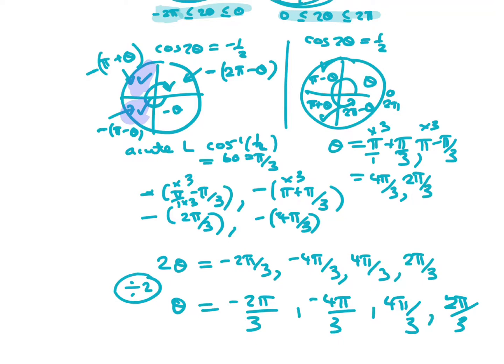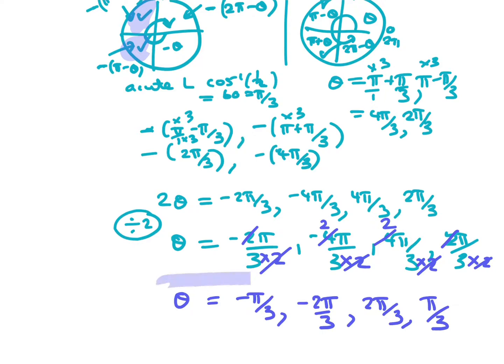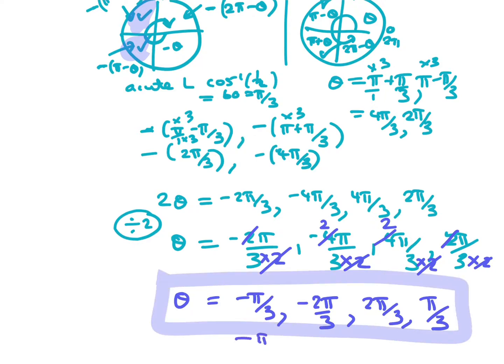So that means that you do this by 2, this by 2, this by 2, this by 2. So the 2's cancel out, the 2 goes into that, the 2 cancels out, and the 2 cancels out. So you end up with theta equals minus pi on 3, minus 2 pi on 3, 2 pi on 3, and pi on 3. And what you notice about this is that it has now slipped back into the domain, where the domain is in between minus pi and pi.